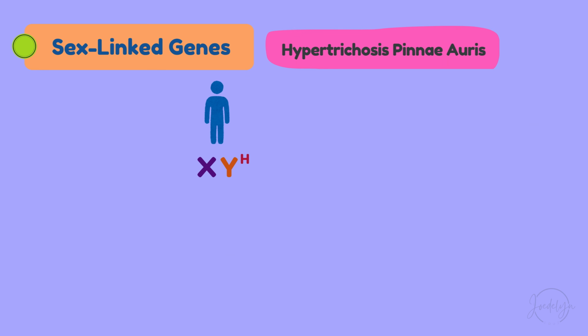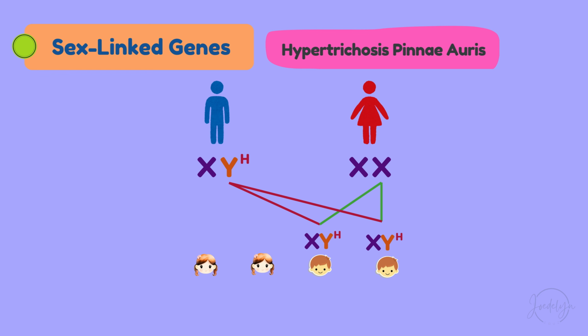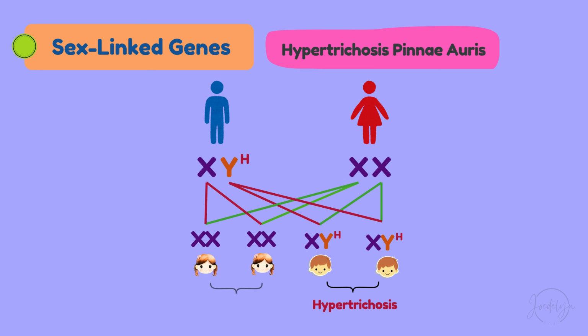If a male with hypertrichosis has children with a female, here's what happens. All of his sons will inherit his Y chromosome and will also have hypertrichosis. All of his daughters will inherit his X chromosome, not the Y, so they will not have the condition and will not be carriers. To sum it up, hypertrichosis pinnae oris is passed from father to son.